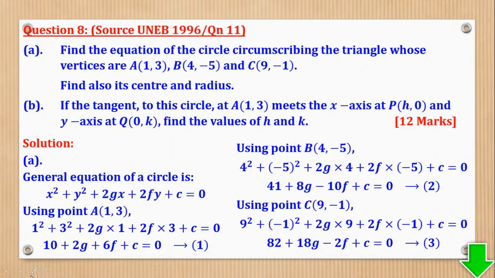Now part B says that the tangent to the circle at this point meets the x-axis at P, which is (h, 0), and the y-axis at Q, which is (0, k). Find the values of h and k.